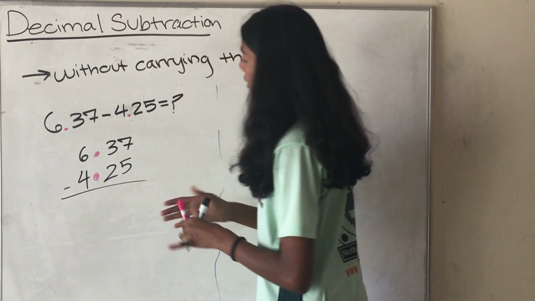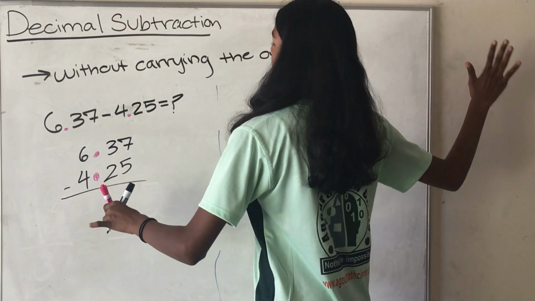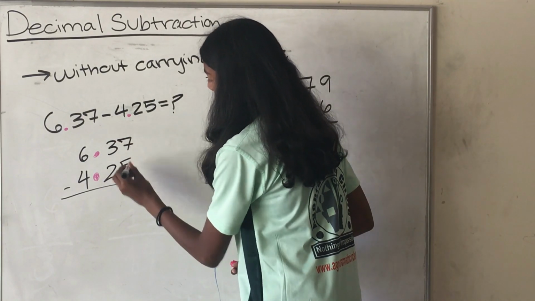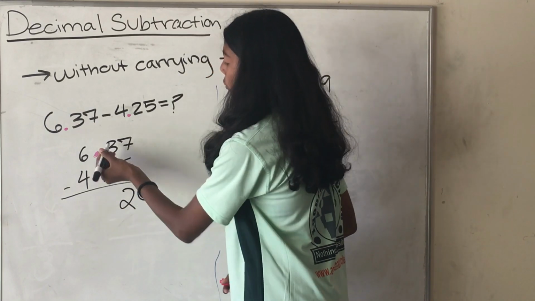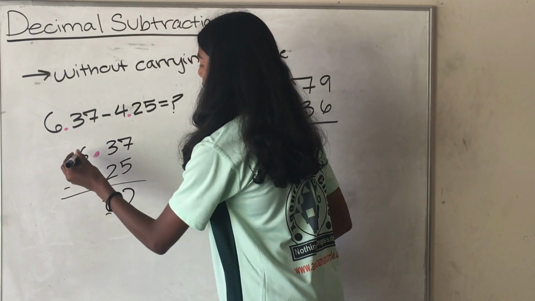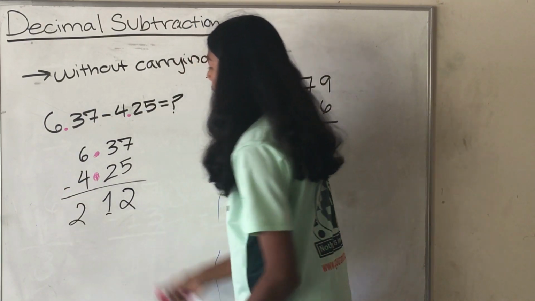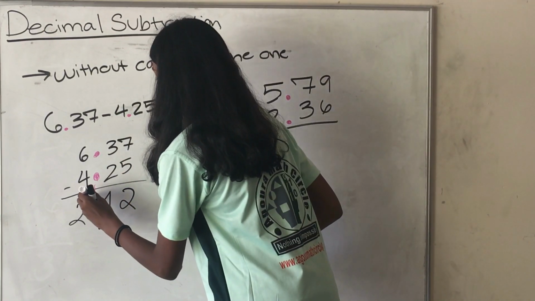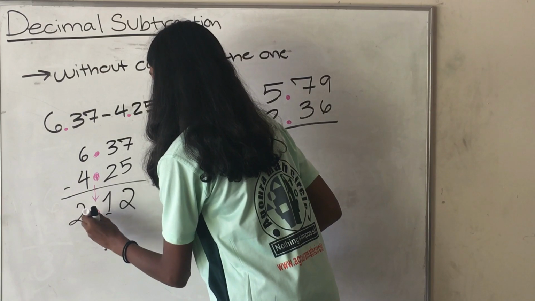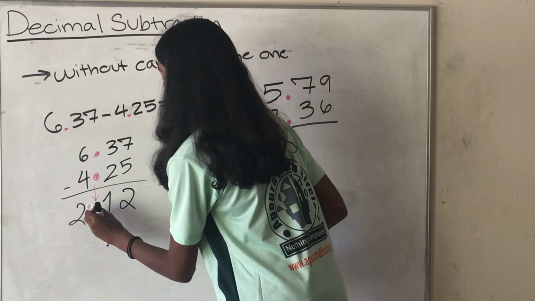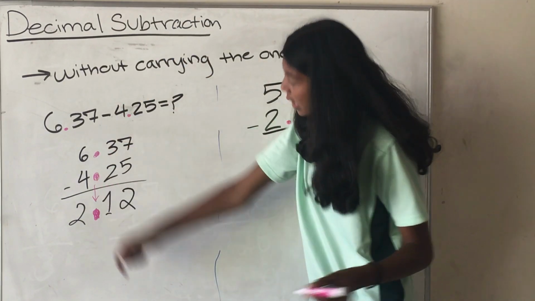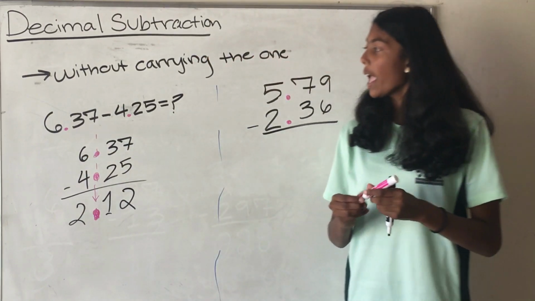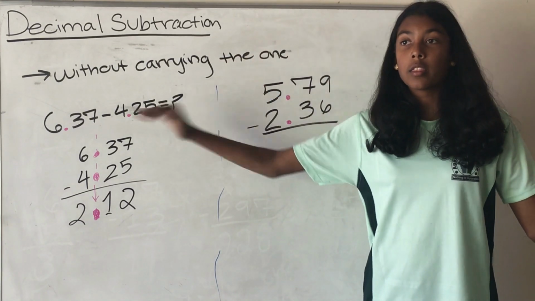We're going to start with the right hand side first, which is this. 7 minus 5 is 2, 3 minus 2 is 1, and 6 minus 4 is 2. And then where does that decimal go? Before you do the problem, you're supposed to put that decimal point right there. You're supposed to drop it down so you can draw the line through it. And that's how you do that one.